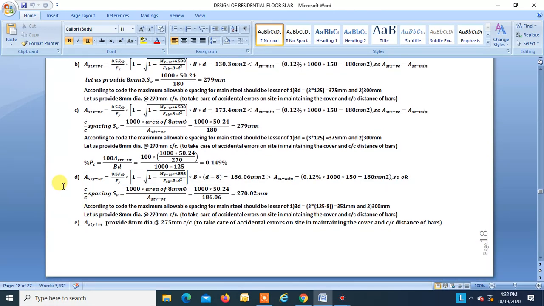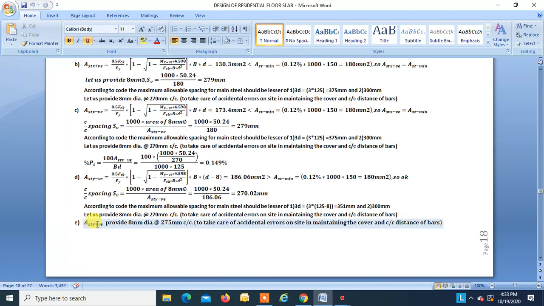Now again coming to this point, there is ASTY negative. Please remember this has to be taken as D minus 8. Over here it is D. Over here it is D minus 8. So the effective depth is 125 minus 8 over here. This is 186.06, greater than AST minimum. So okay. Spacing is 270.02. So let us provide 8 dia about 270 center to center.